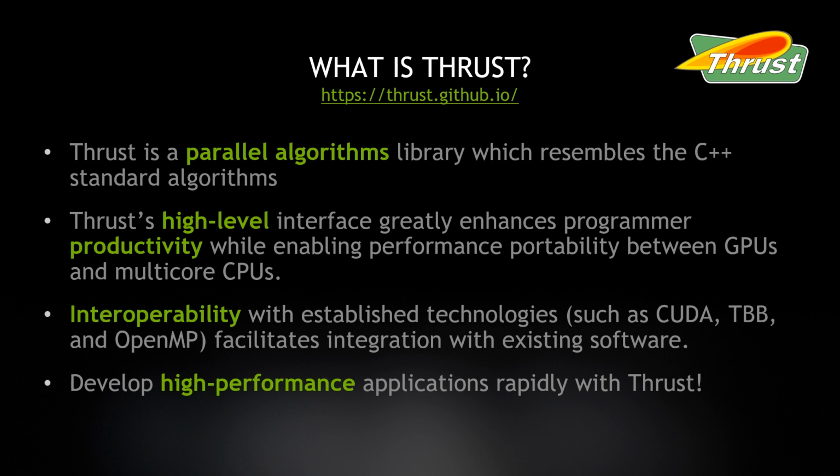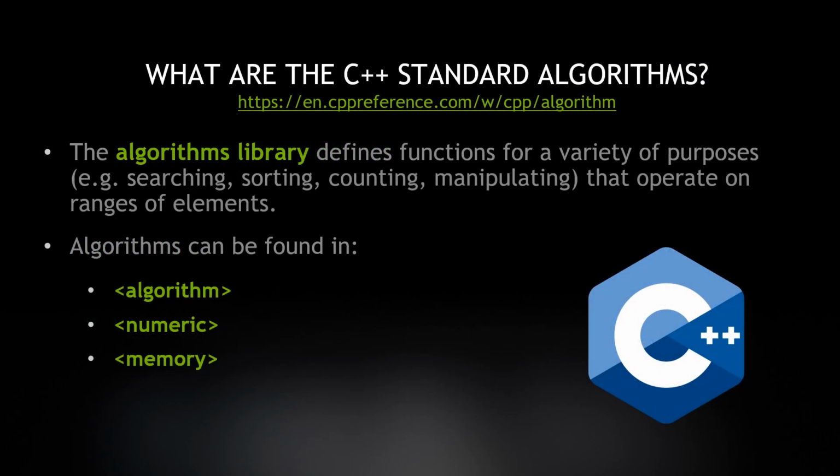If you're not familiar with the C++ standard algorithms, very quickly, these are an algorithm library that define functions for a variety of purposes, such as searching, sorting, counting, and manipulating data that operate on ranges of elements. Specifically before C++20, this was typically defined by a pair of iterators, your begin and end iterators. But now in C++20, we have ranges, so you can actually just pass it a container that satisfies the range concept. And you can find the algorithms in C++ in 3 headers: algorithm, numeric, and memory. Most of them exist in the algorithm header, but there are several that exist in numeric and memory.